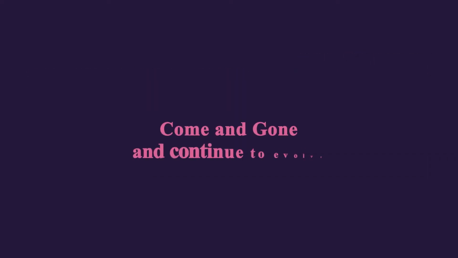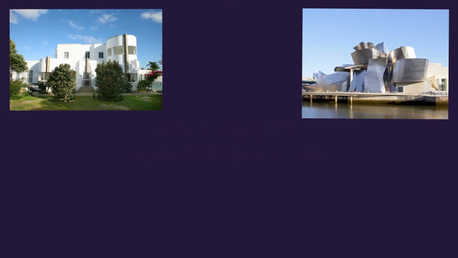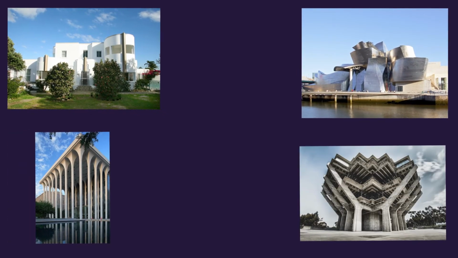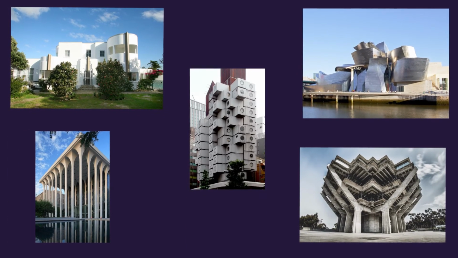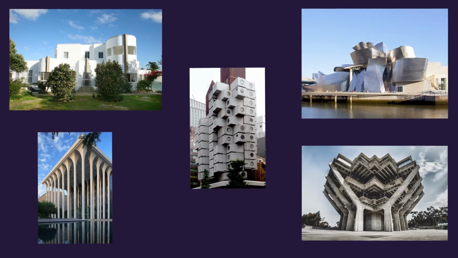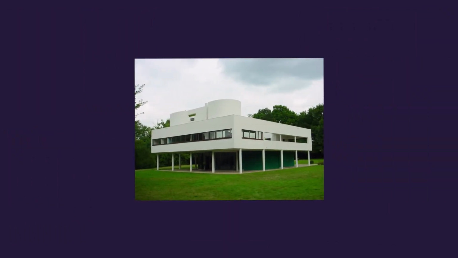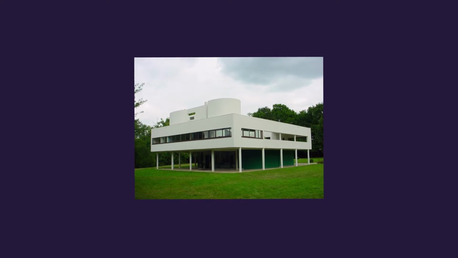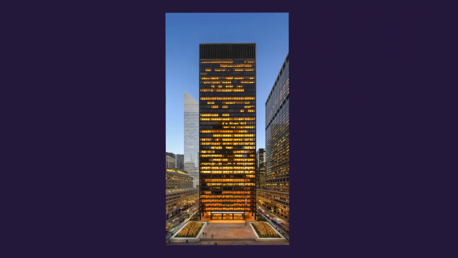Modernist styles have come and gone and continue to evolve. Modern day trends include Art Moderne, deconstructivism, formalism, brutalism, and structuralism. Examples of modernist buildings are Villa Savoye in Poissy on the outskirts of Paris and the Seagram Building in New York City.